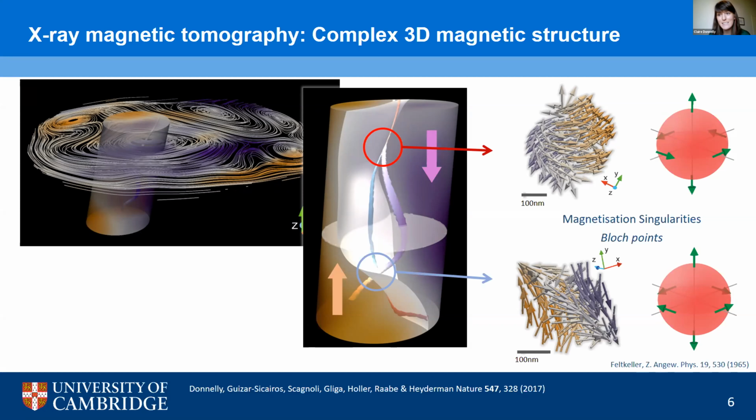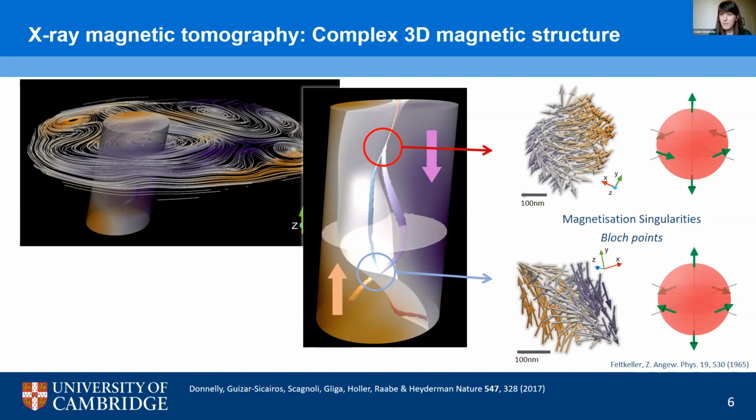So this is a really nice demonstration of what is possible when we have access to these new methods and these new capabilities for imaging three-dimensional magnetic systems. And it was a really nice insight into the structure of these Bloch points. However, at this point, we knew that there was still more to be done.